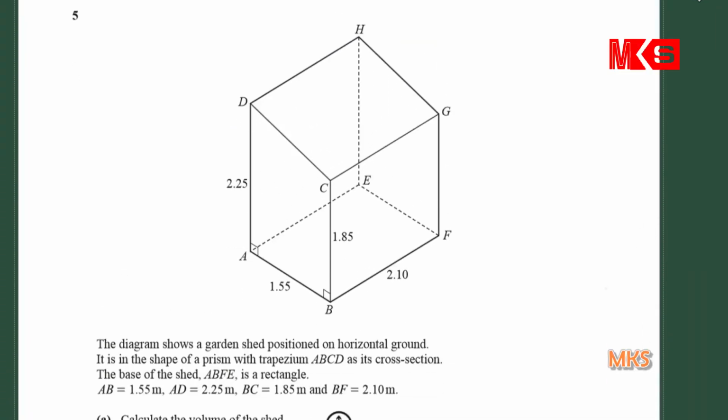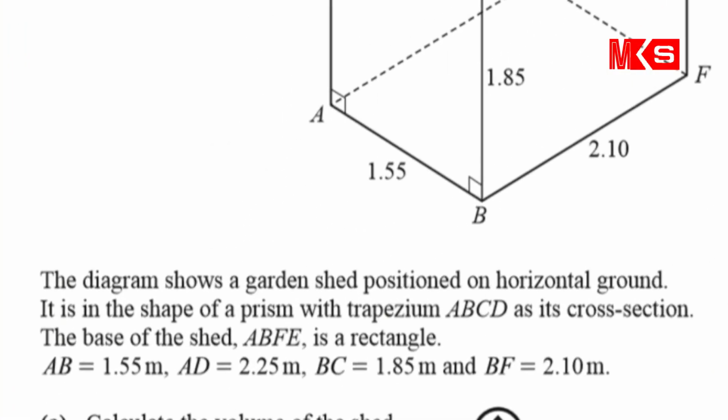Question number 5. The diagram shows a garden shed positioned on a horizontal ground. It is in the shape of a prism with trapezium ABCD as its cross section. So it's not a cube or cuboid. This is a trapezium base prism. Means the base will be trapezium, and throughout its length that base will be maintained.